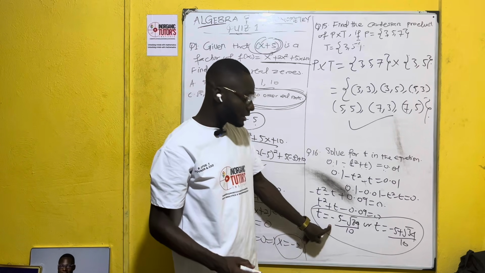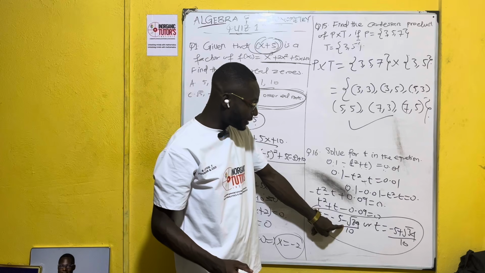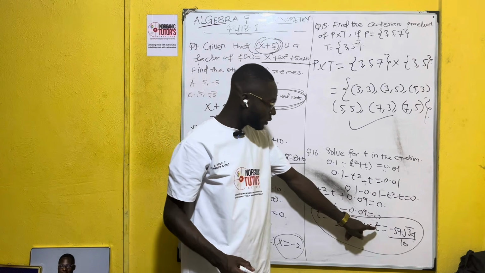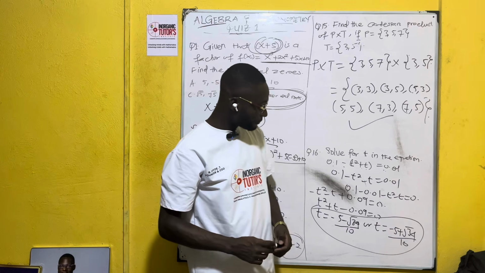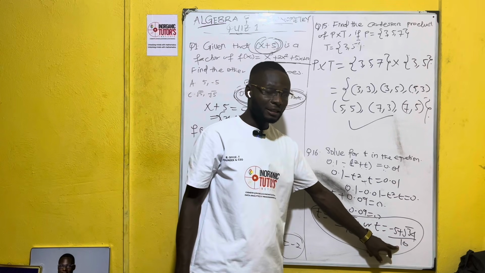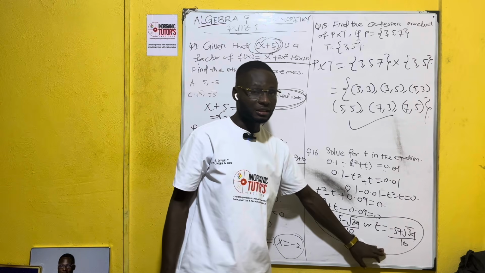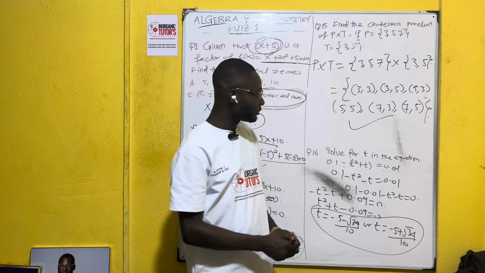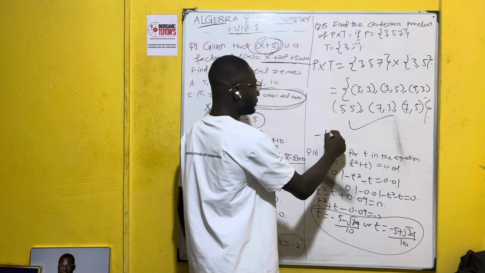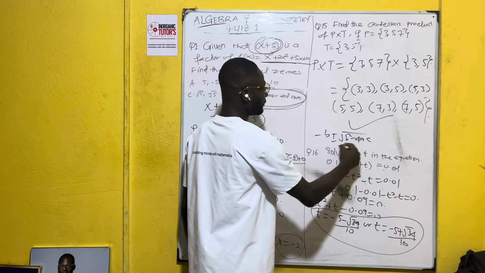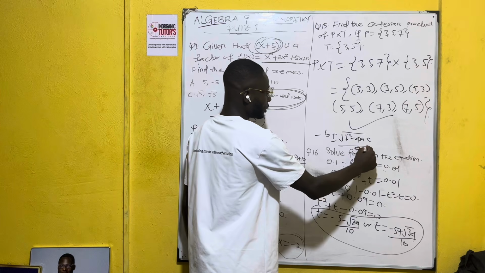T is equal to -5 minus square root of 34 divided by 10, or T is equal to -5 plus square root of 34 divided by 10. So these are the two values of our T. You use the quadratic formula to solve this, right? Remember, minus b plus or minus square root of b squared minus 4ac divided by 2a, right?